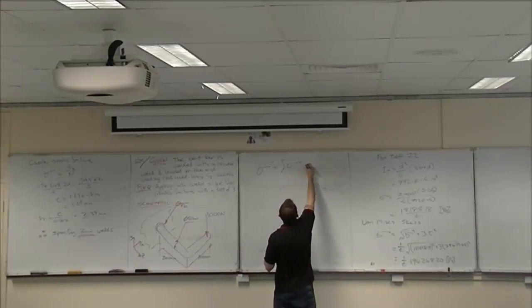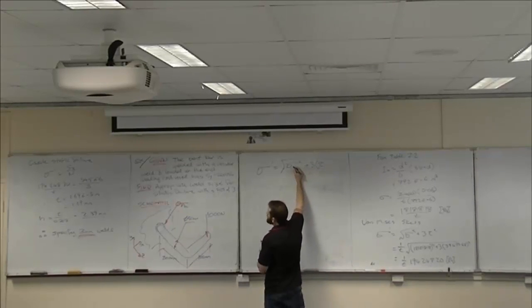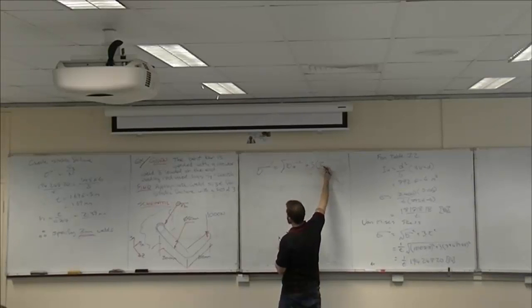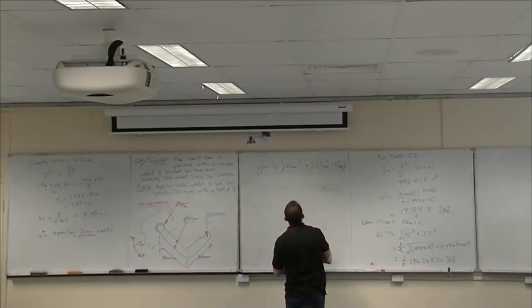Sigma squared plus 3 tau squared. Now I'll say, in this case, it would be Z. And then this one would be ZX, and this one would be ZY, or vice versa.